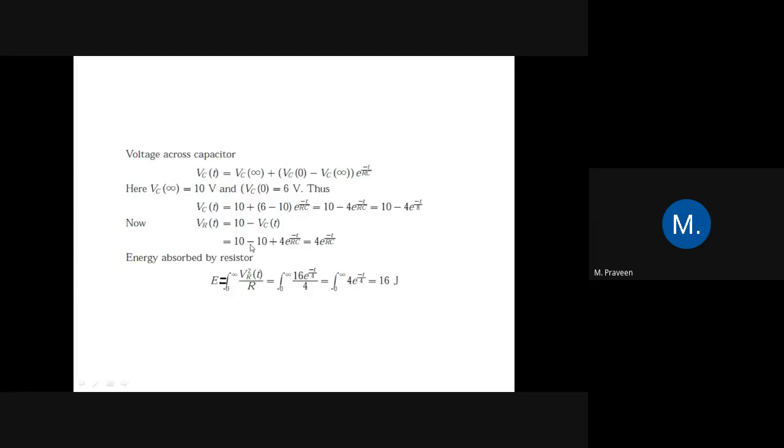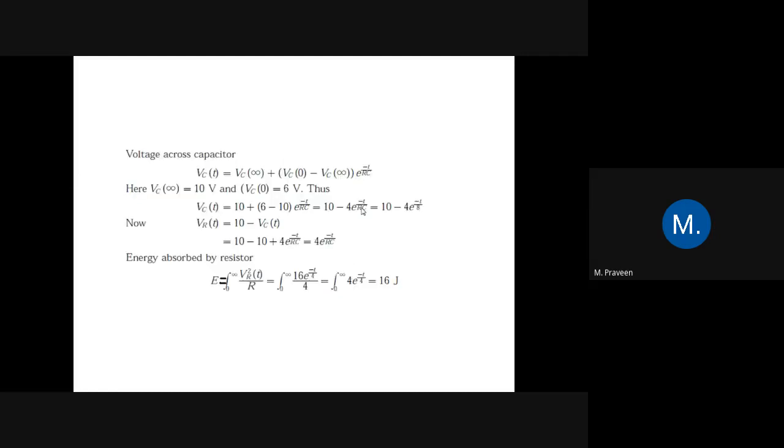Okay, so now we are going to substitute the values here. So Vc of infinity is 10 volt and Vc of 0 is 6 volt. Thus Vc of t is equal to 10 plus 6 minus 10 into e power minus t divided by RC. If you rewrite the equation, you will get 10 minus 4 into e power minus t by RC. R value is given, which is 4 ohm. C value is given, which is 2 farad. Therefore, in the denominator we are going to have 8, e power minus t by 8. So now we got Vc of t.